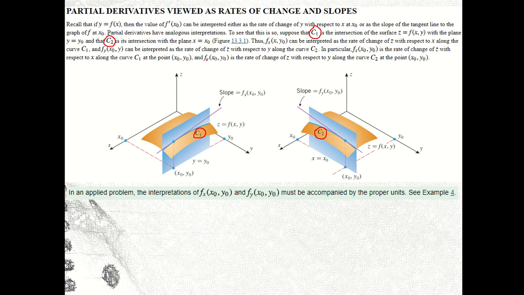And the partial derivative of the function at this particular point with coordinates x sub 0, y sub 0 with respect to y is the rate of change of z with respect to y along the curve C2. So curve C2, the color orange, at the point with the coordinates x sub 0, y sub 0. Okay, this point here.